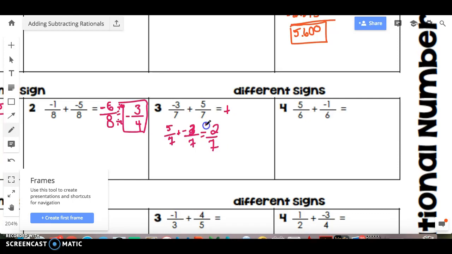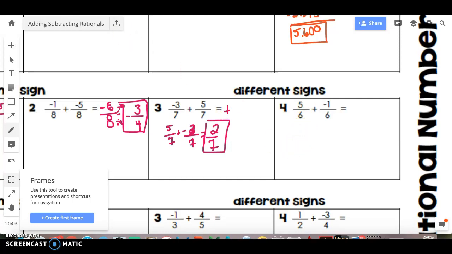2/7. And I don't really want to think of subtraction anymore. I always want to think of adding the opposite. So I'm adding the opposite of 3. The opposite of 3 piles is 3 wholes. So I have 5 piles plus 3 wholes. That gives me 2 piles, 2/7. Okay, try number 4 on your own. Which one has the larger absolute value? And then just go ahead and add the opposite.